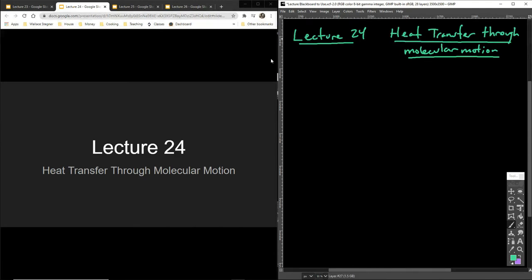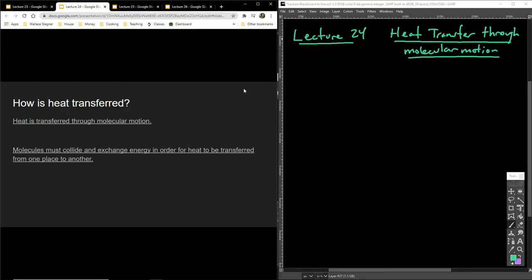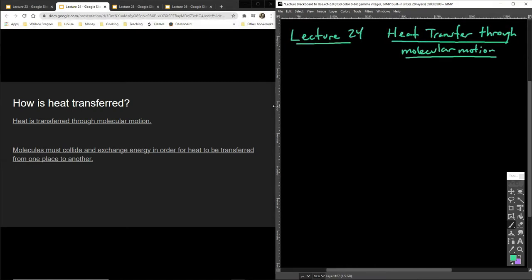I want to talk about how heat transfers through molecular motion. For eighth grade right now, you're finally starting to explore heat, right? And how it transfers, or I should say, how energy transfers, which is the same thing as saying how heat transfers.